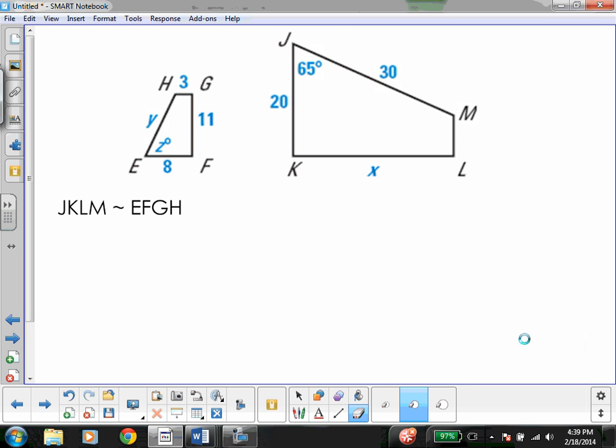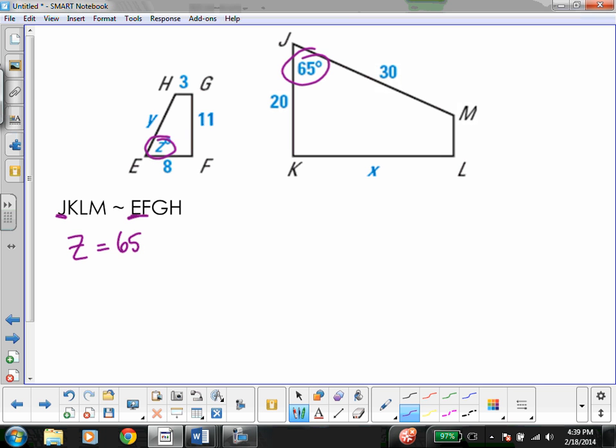We want to find all the measures of the variables in this particular figure. We can figure all of them out by knowing how to use our similarity statement. So we'll start off, angle J we know has to be congruent to angle E, which is conveniently one of our variables. So that means that the measure of Z has to be equal to 65 degrees.